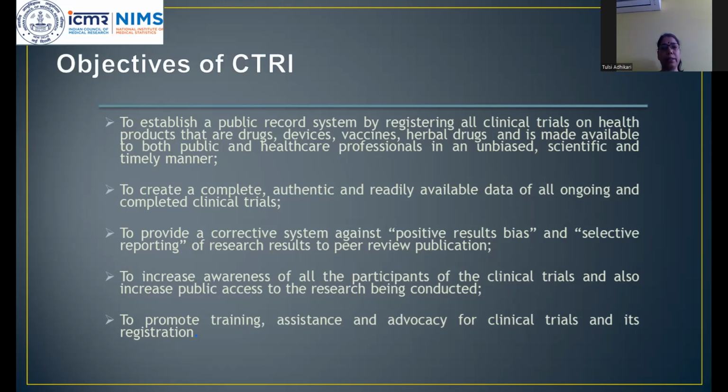And two, it creates the CTRI registration to promote training, assistance, and advocacy for clinical trials and its registration. So when the students start entering their trial details in the CTRI portal, indirectly it creates a training module for them. They get training and assistance about their study design, the sample size, and their outcome indicator. So they get clarity on all those aspects.